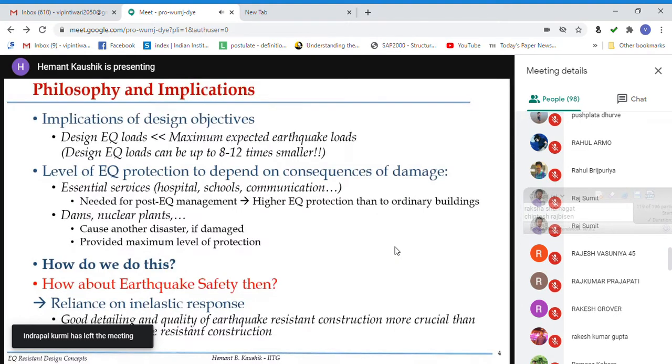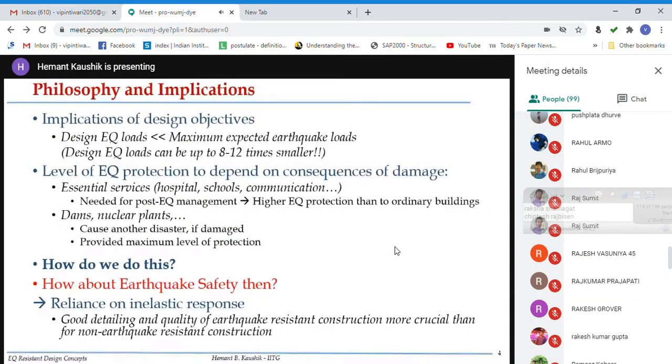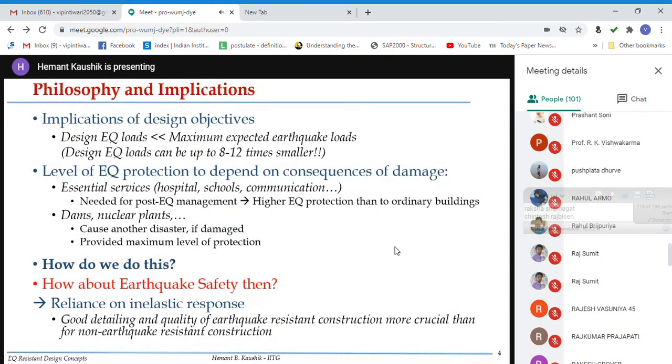Okay. Now, level of earthquake protection, it has to depend on the consequences of damage. So, for example, the communication buildings. So then we need to have these buildings used after the earthquakes, right? Because they help in post-earthquake management, so disaster management. So these are the buildings which are required to be designed for higher level of protection, okay, compared to the ordinary buildings. Now, what are the ordinary buildings? The ordinary buildings are normal residential buildings, which requires slightly lower level of earthquake protection. But then, even in those buildings, we don't expect collapses. Some damage is expected.